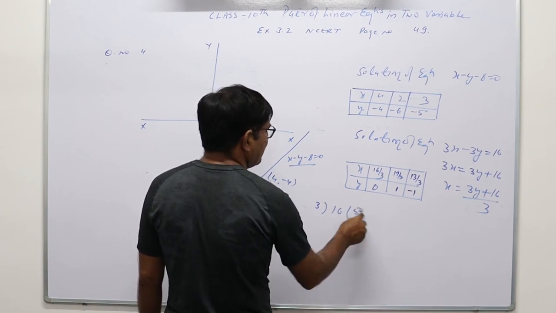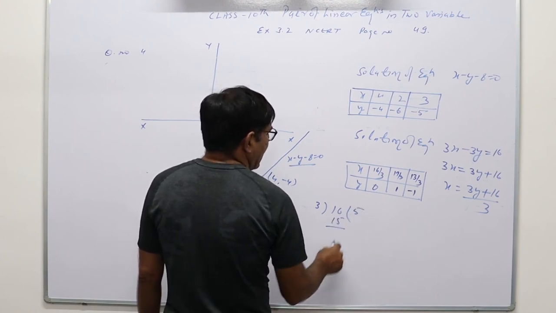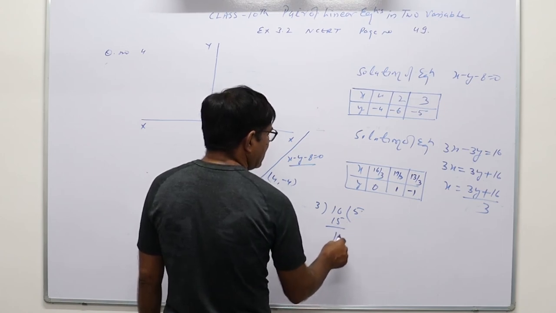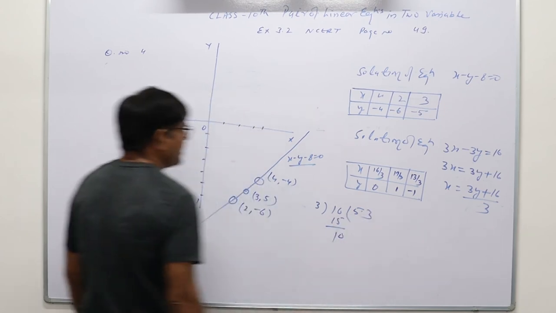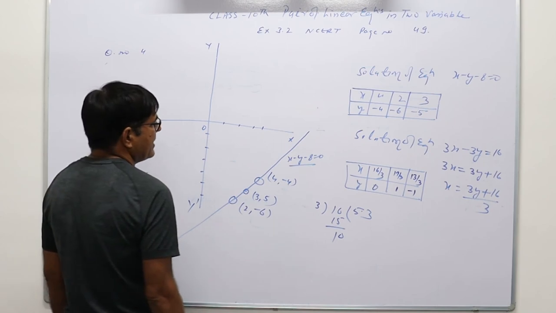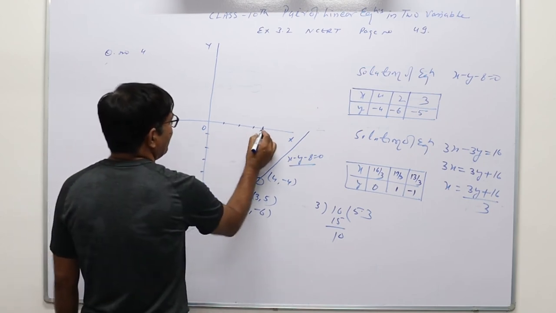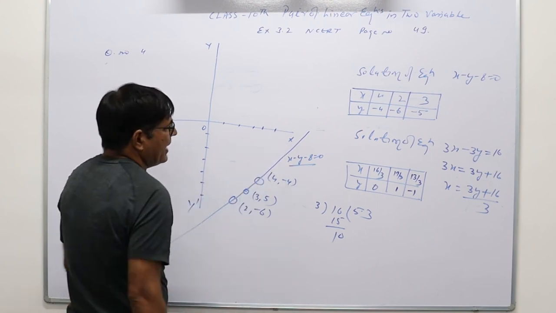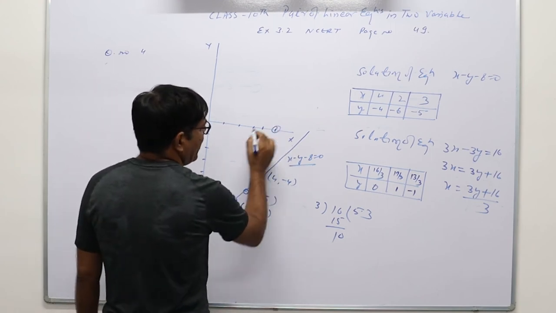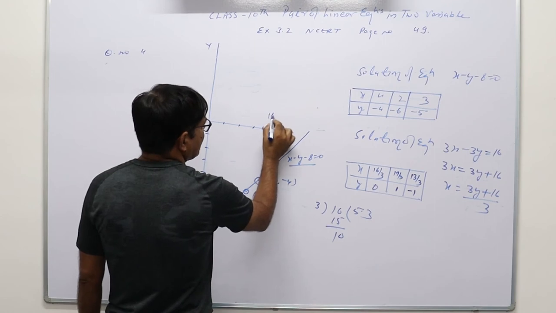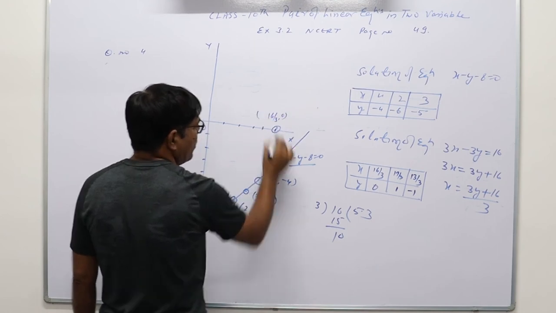So 5 threes are 15 and carry 1, so 5.3 approximately. When x is 5.3, meaning 1, 2, 3, 4 and 5, then y will be 0. So one point will be this. We can write 16 by 3 comma 0.